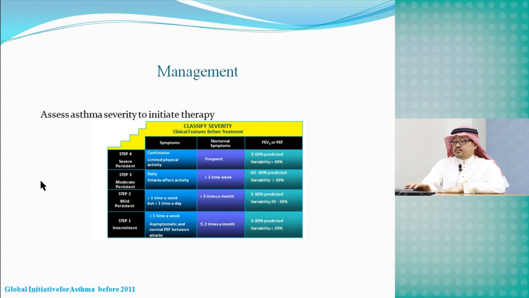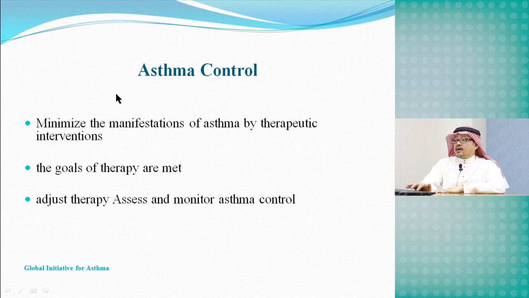In the management, the Global Initiative for Asthma, before 2012, assessed the asthma severity and then after that initiated the therapy. Subsequently, GINA suggested modifying this management and focusing on asthma control. The aim of this strategy is to minimize the manifestation of asthma by therapeutic interventions, so that the goals of the therapy are met, and to adjust the therapy, assess and monitor asthma control.